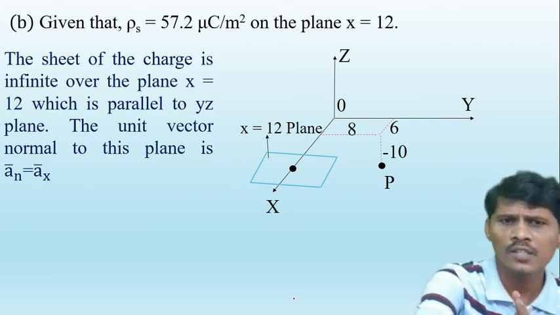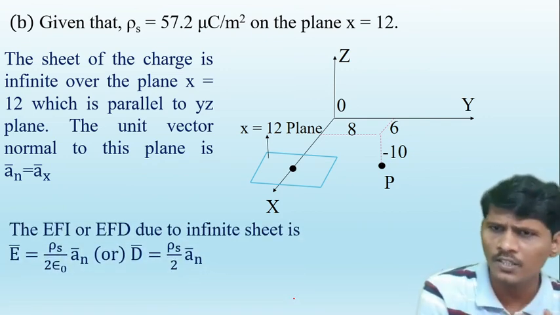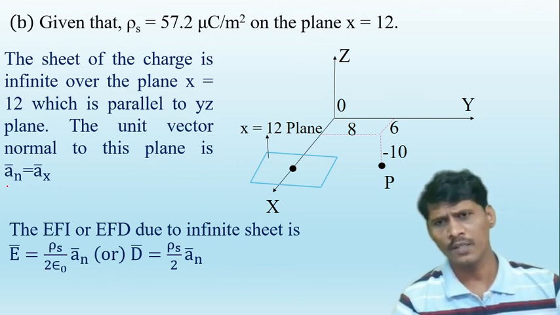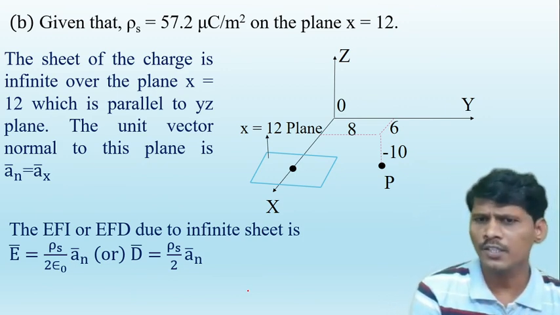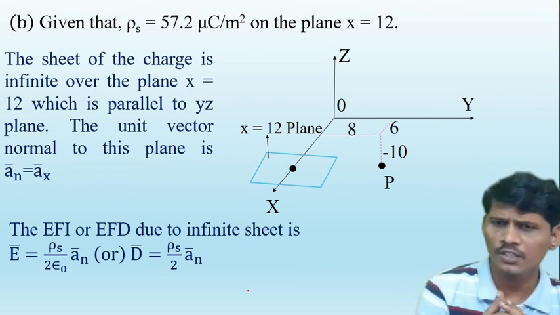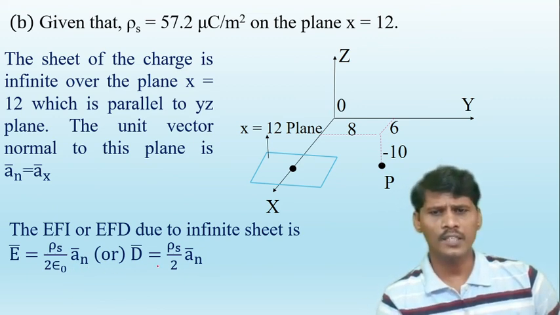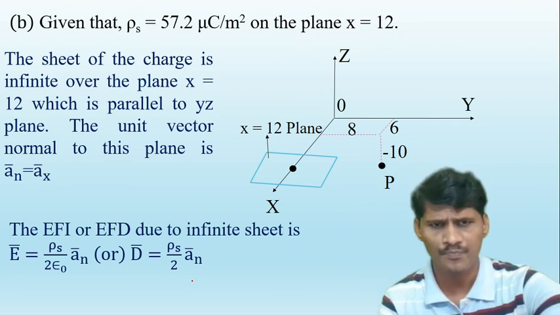The point is below the sheet, so the unit vector a n bar is equal to minus ax bar. We know that the electric field intensity due to the infinite sheet of charge is E bar equal to rho s by 2 epsilon naught into a n bar, and the electric flux density d bar is equal to rho s by 2 into a n bar.